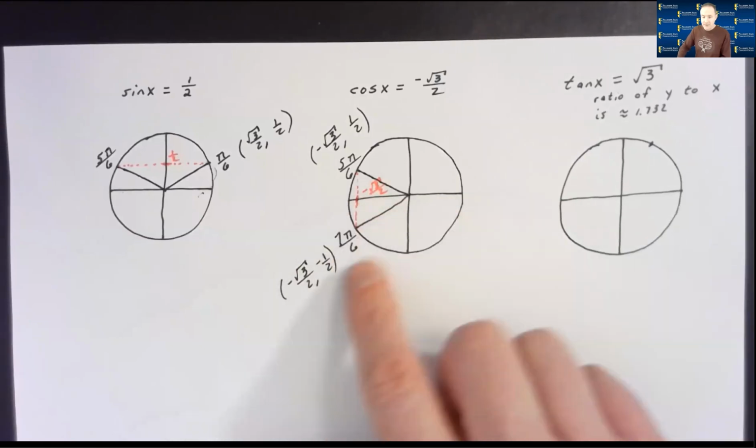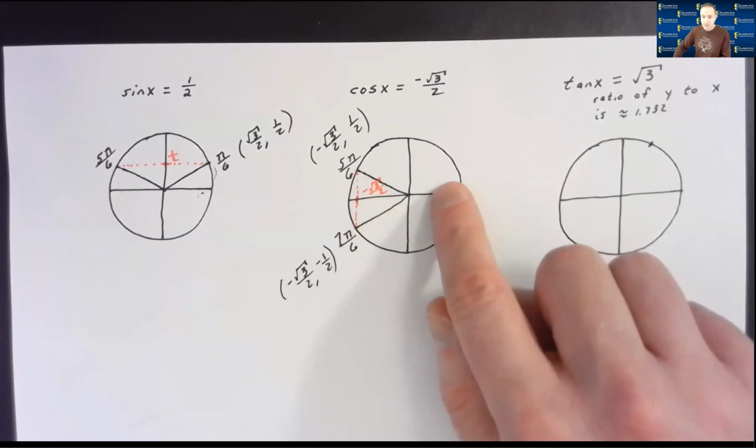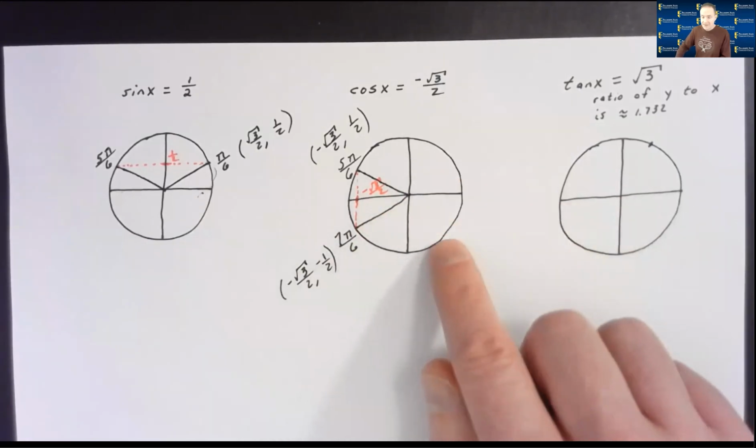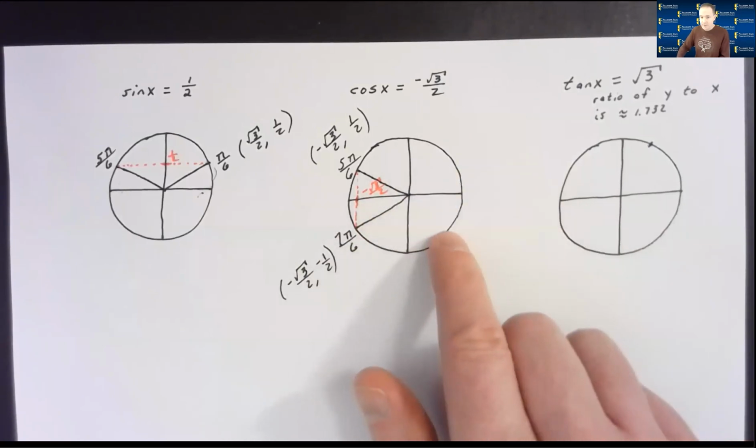Cosine, if I did something like, well, what about the cosine of square root of 2 over 2? You'd be at pi over 4 or down here at 7 pi over 4. Those would be the two values within your first revolution.